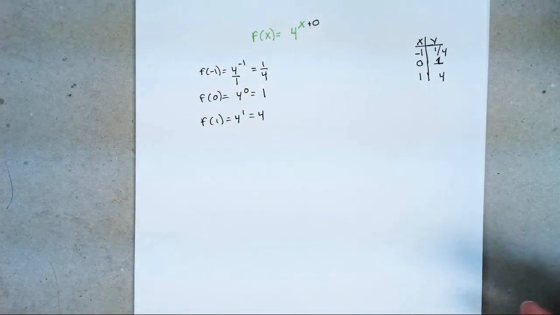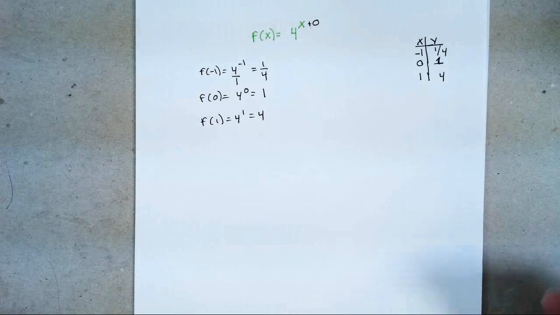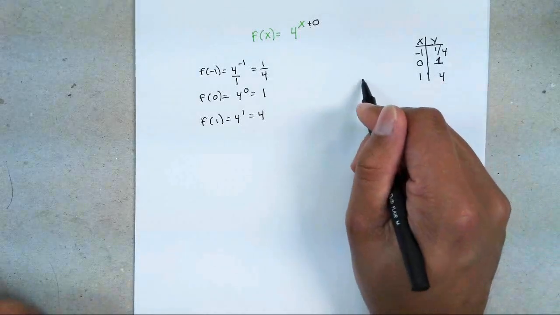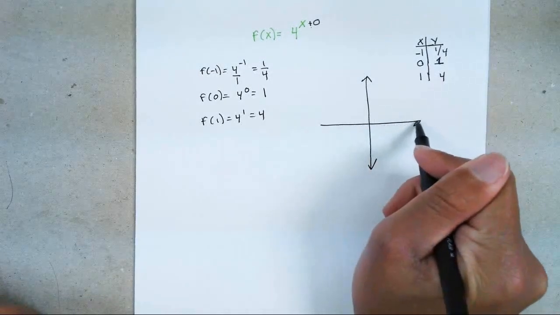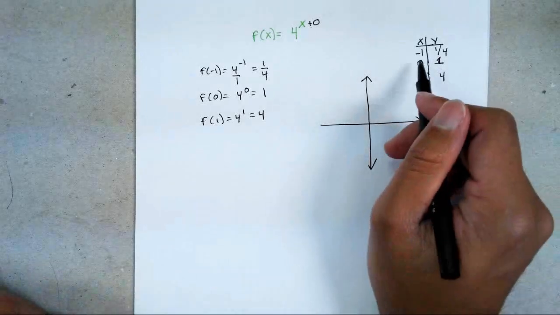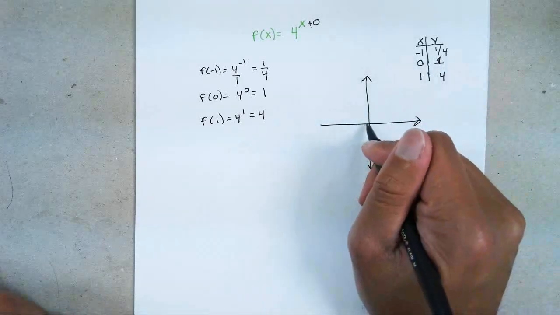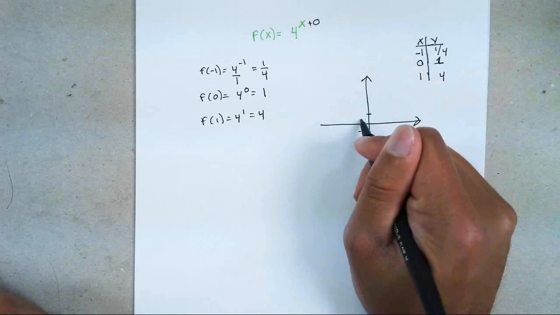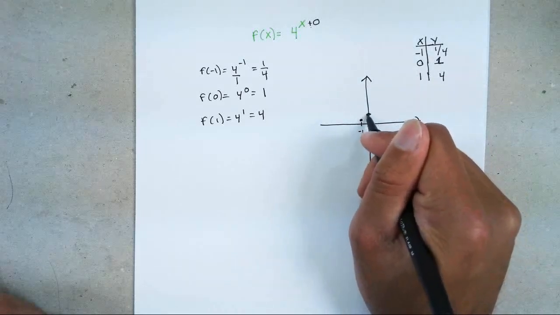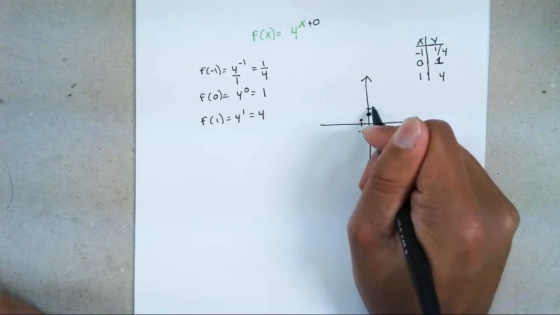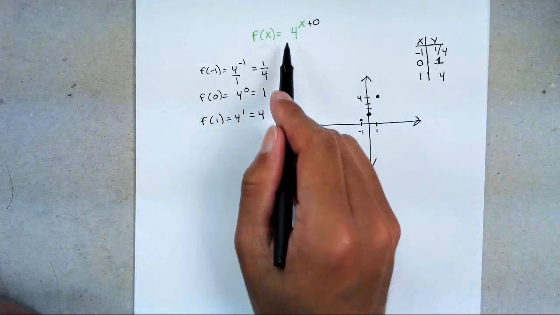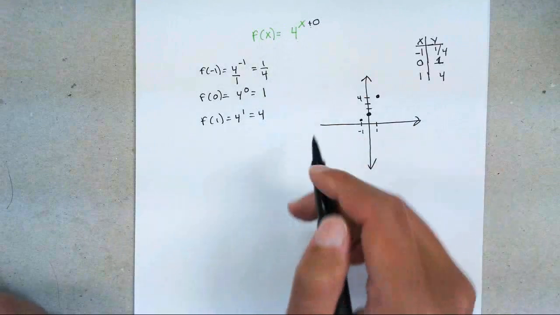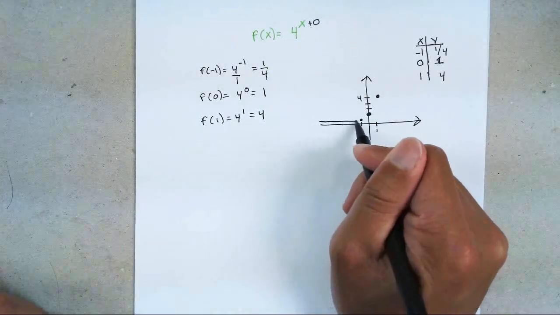Now if your teacher allows you to use a calculator, then just plug all these values into your calculator. Now once you have this, graph it. Graph all the points that are given to you. Our first point is at -1, 1/4, then 0, 1, and at 1, 4. Now because this a is greater than 1, I know it's an exponential growth, so I'm going to have a graph that looks exactly like this.